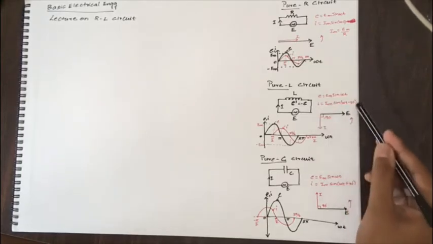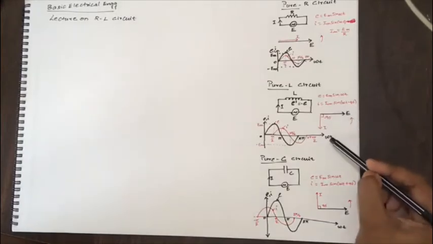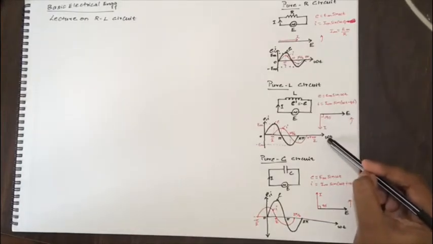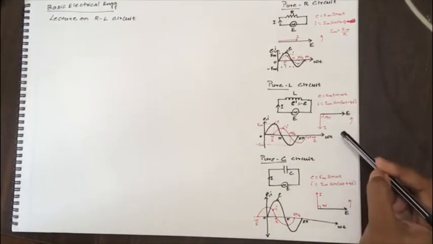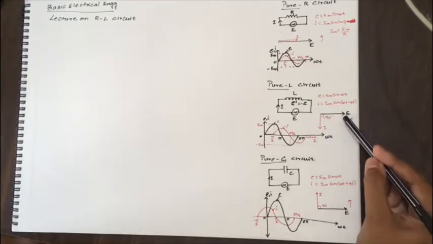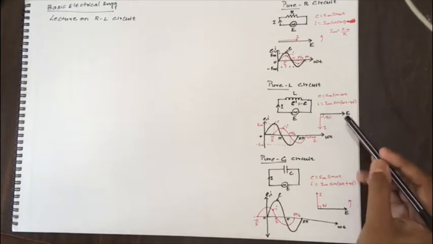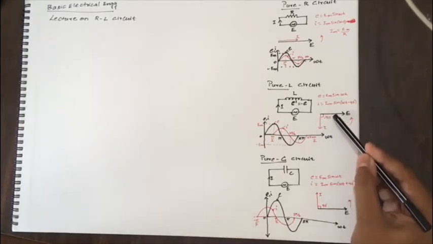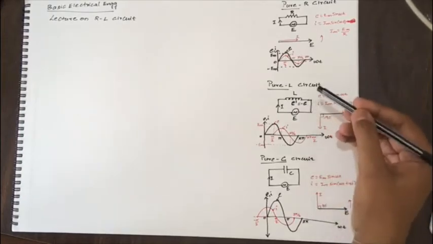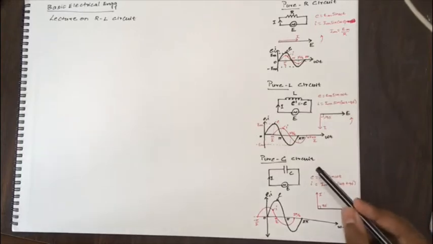For any number of rotations these vectors rotate, that is, for any value of omega, vector I will be lagging behind vector E constantly by an angle of 90 degrees. The reason why current lags and why current leads we shall discuss a few moments later when we see all these three circuits at once.